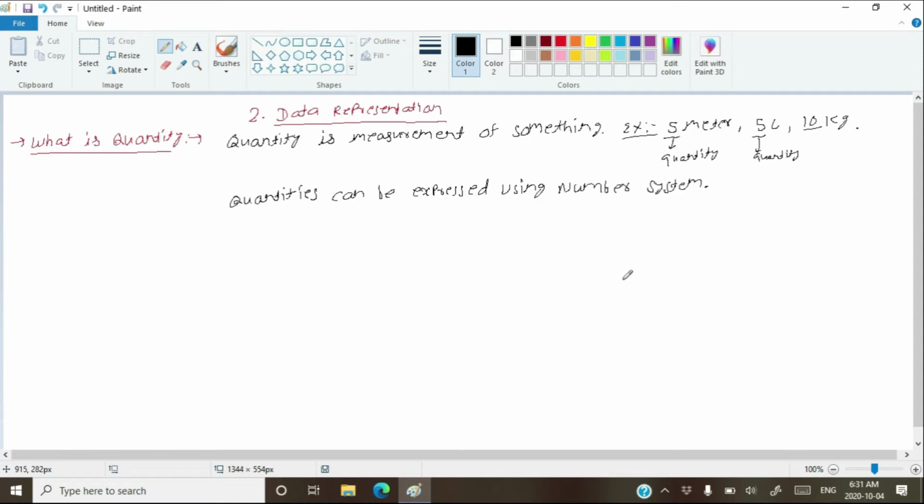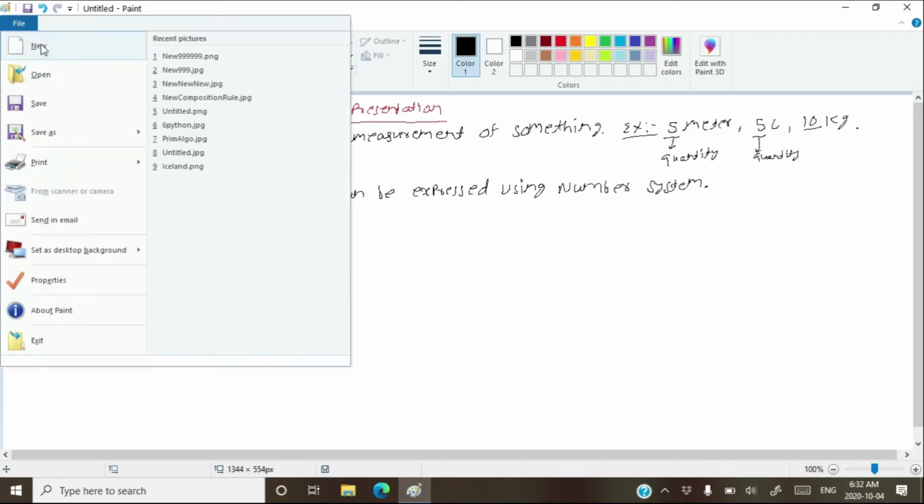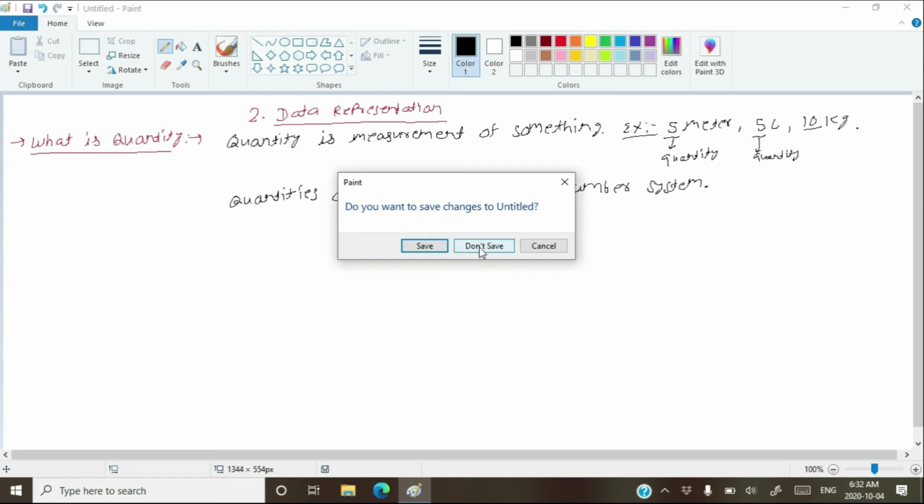At this time, you may not know what the number system is, but at least you know that quantities can be expressed using numbers. Because 5 is the number representing quantity, 10 is the number representing quantity. We will see in a while what the number system is. But before we learn the number system, let's talk about something very basic: how you actually do counting. That means how you actually count numbers.